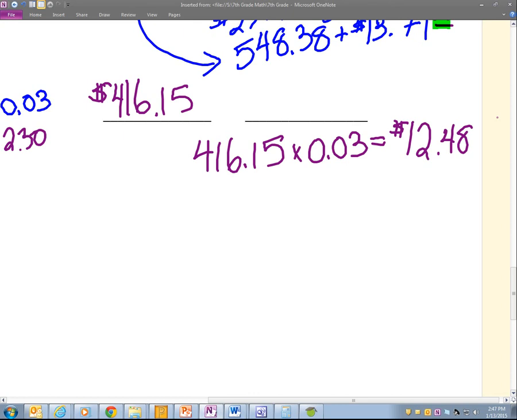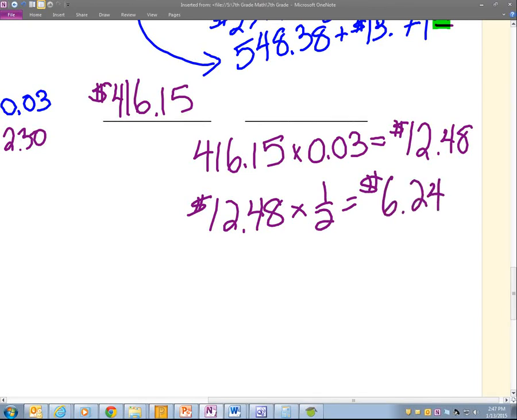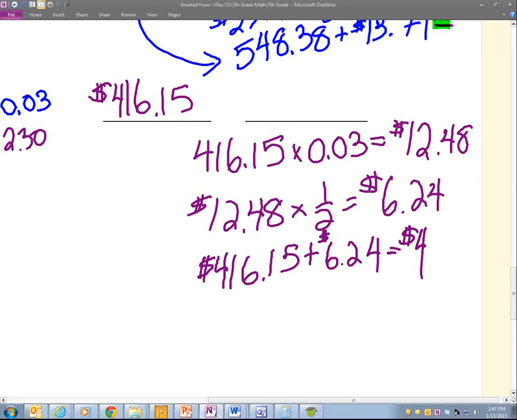Okay. This was the annual interest here, but I want to find only how much I'm going to earn in half of that because we're just doing 6 months. So I have to take $12.48 and find a half of that. So I've got $6.24. That's how much more I'm earning off of that original balance. So I'm going to take my money that I had before I found what the interest was and add how much interest I have. So I'm going to have $422.39.